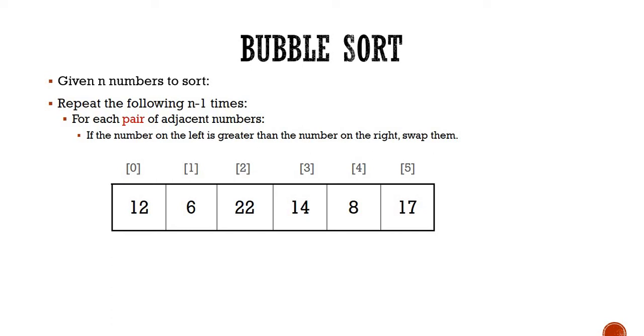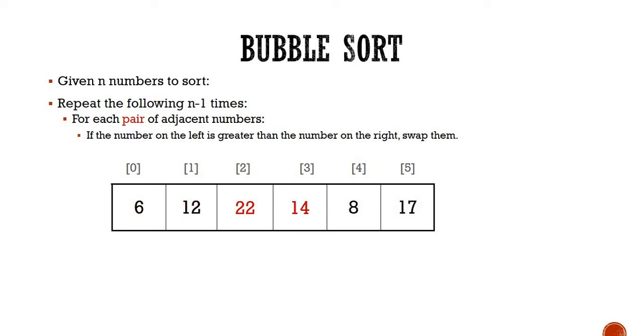Let's say we compare between index 0 and index 1. As you can see here, 12 is greater than 6. So back to the rule: if the number on the left is greater than the number on the right, you need to swap these numbers. Next, we compare between index 1 and index 2. We just keep the elements as they are because 12 is already less than 22, so we don't have to swap.